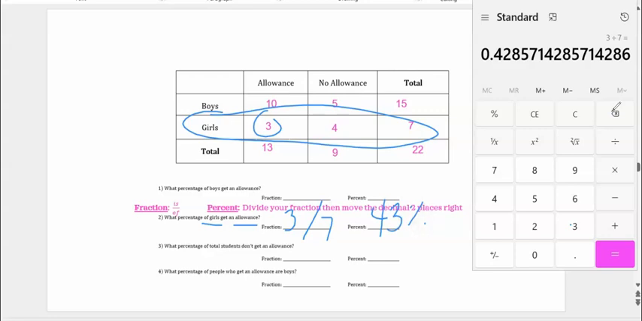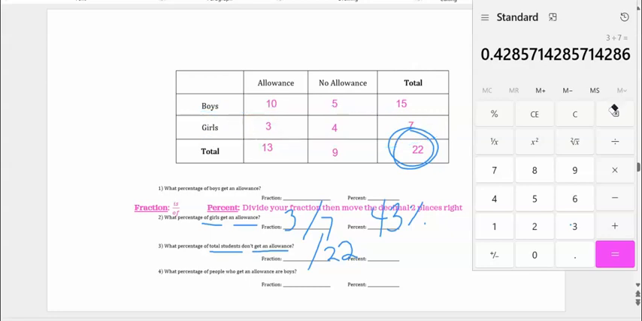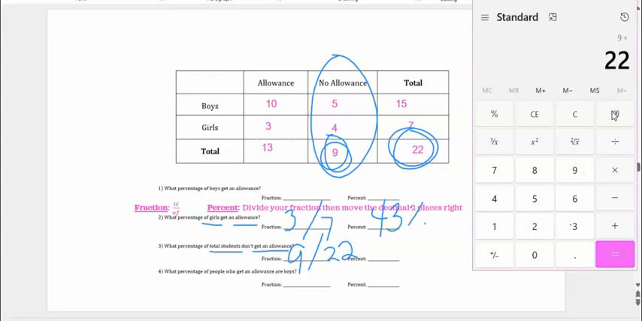All right, the next one. What percentage of the total students? Okay, total students is 22. That's that grand total. Hopefully your notes are a little bit neater than mine. So what percentage of the total students don't get an allowance? Okay, how many kids don't get allowance? Look at the no allowance. 9 kids, go to the total there. 9 kids don't get allowance. So I'm going to do 9 divided by 22. Move the decimal 2 places to the right. It'd be 40.9. So I'm going to bump that up and say 41.